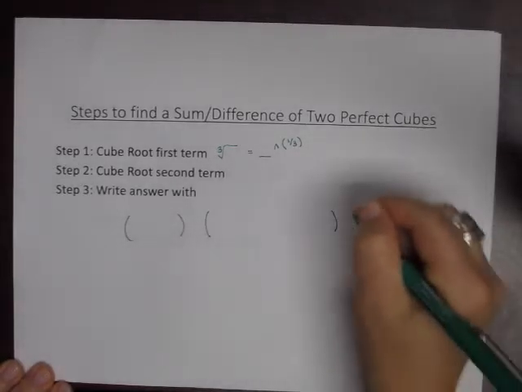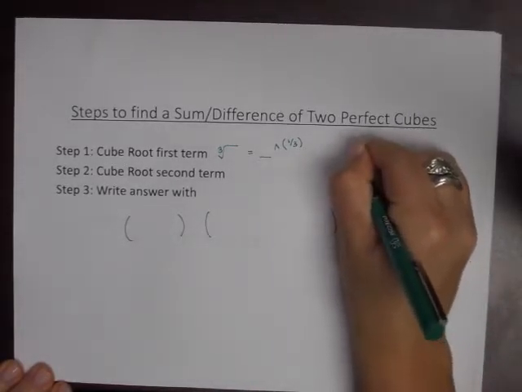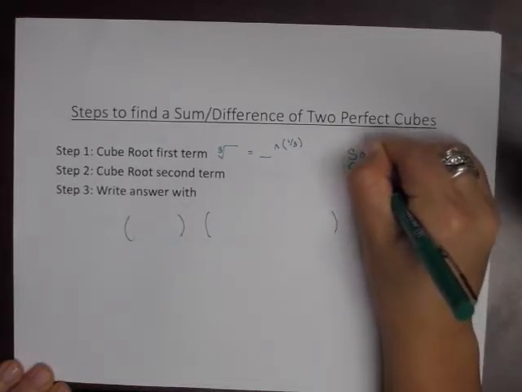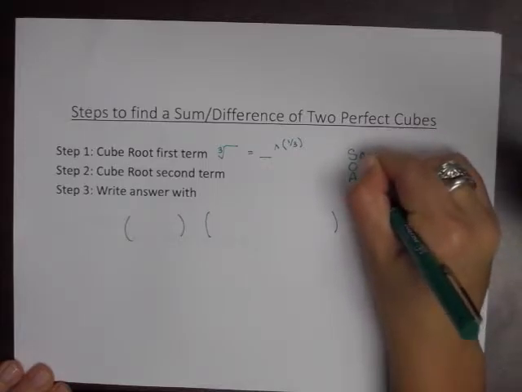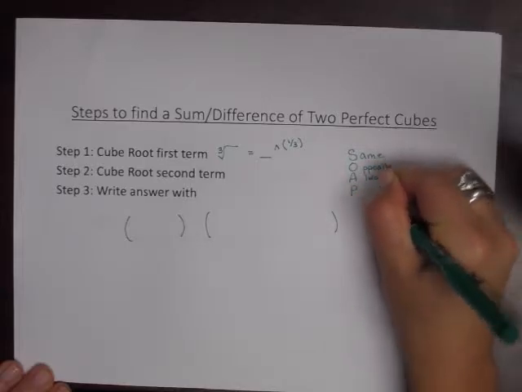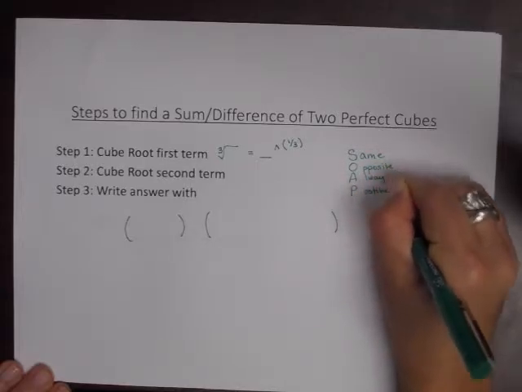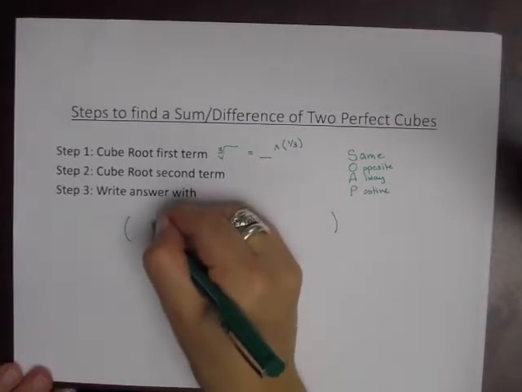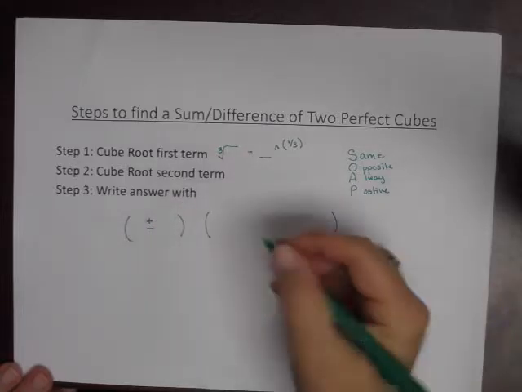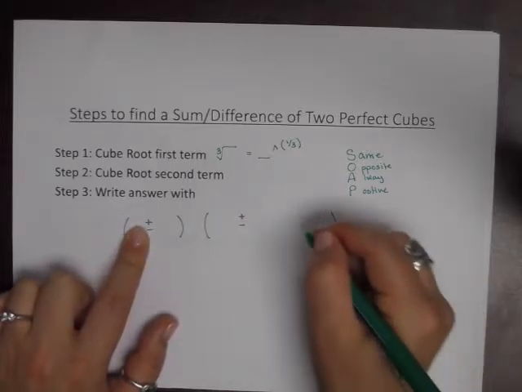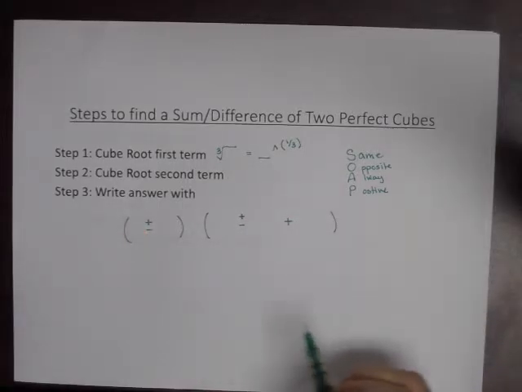And what I want you to think of to help us with our signs is SOAP. And SOAP stands for same, opposite, always positive. So if you remember SOAP, then you're going to set up your signs just fine. So we know that it's going to be a binomial. That's going to be a plus or minus. It's going to be the same, or it's going to be the opposite, and then it's going to be always positive. I promise when we get going with it, it will make more sense.